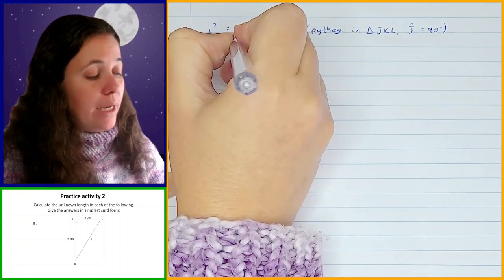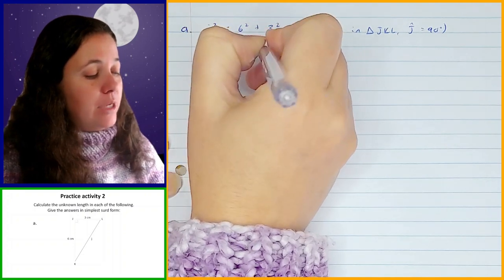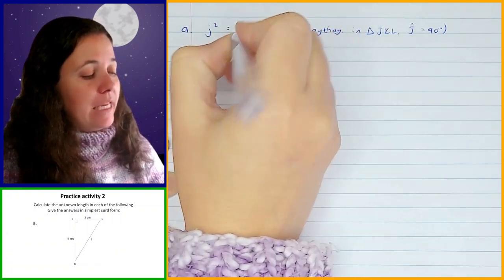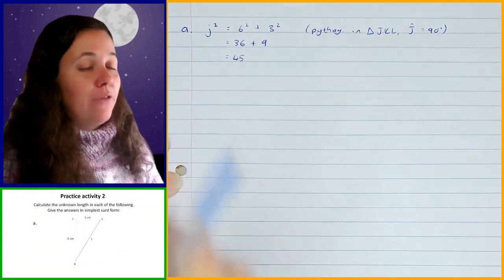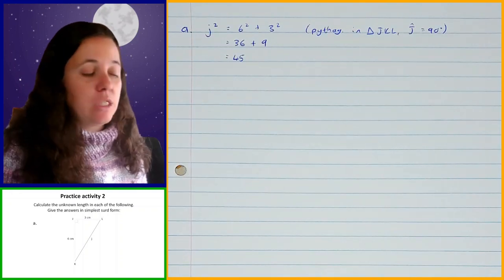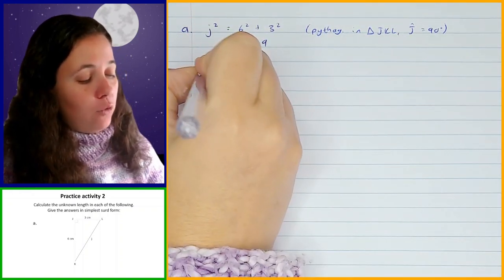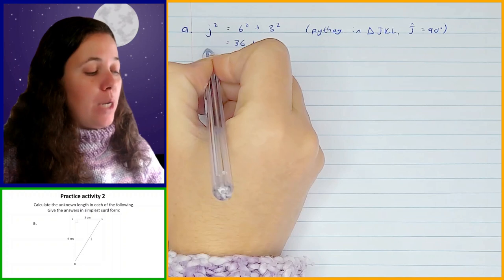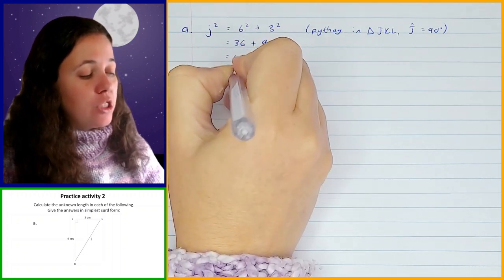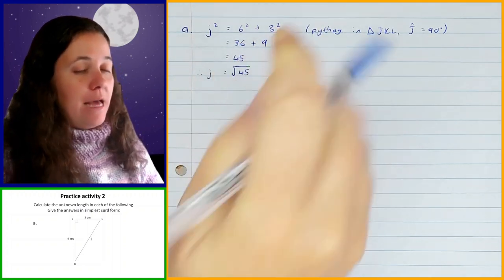So 6 squared is 36, 3 squared is 9, that gives me 45. Now 45 is not a perfect square. So now I'm going to say therefore J, so J squared was equal to that, J is equal to the square root of that.